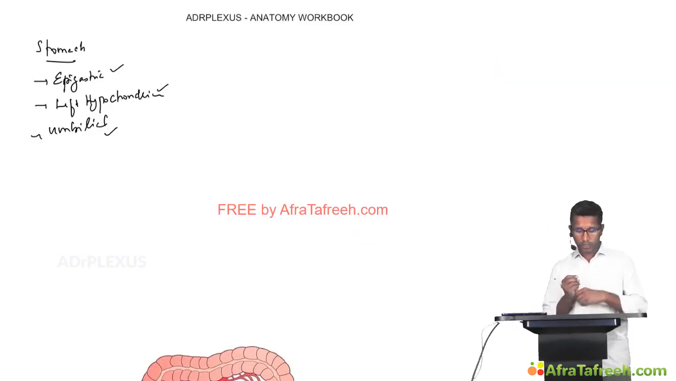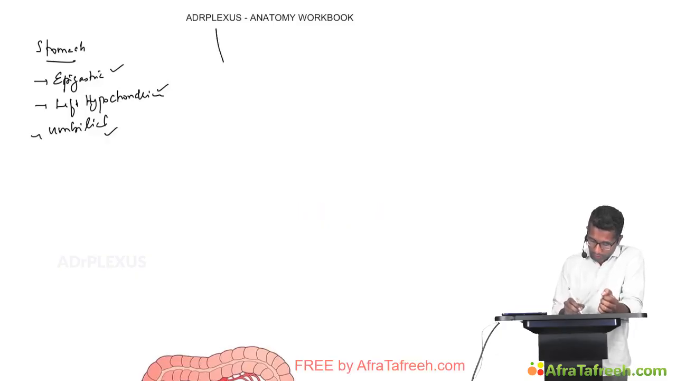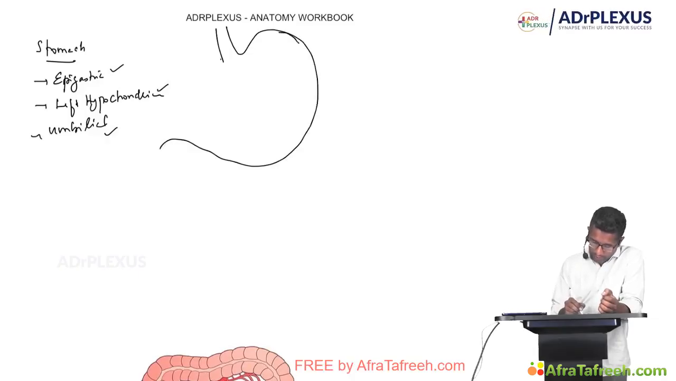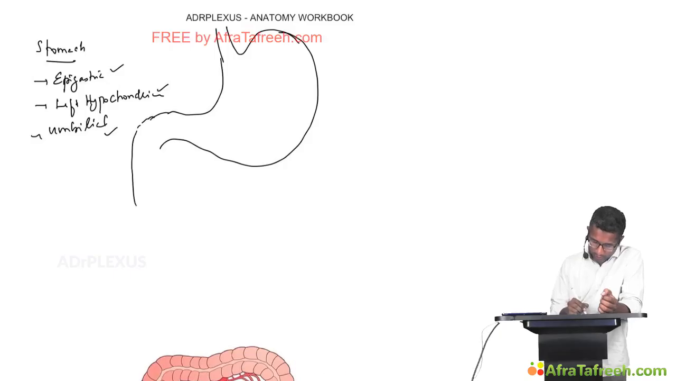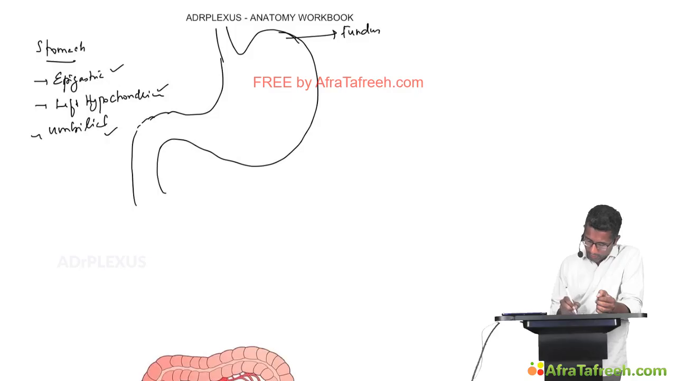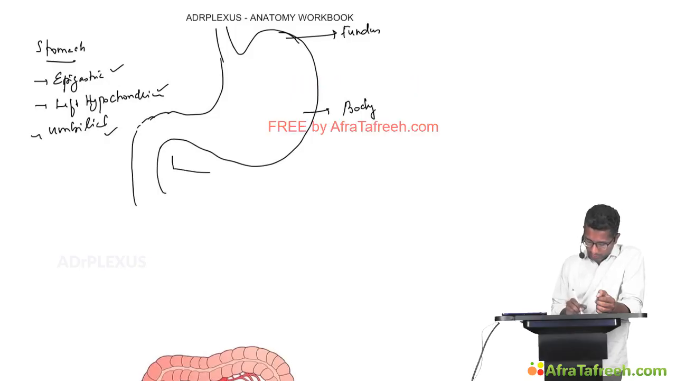The stomach is a continuation of the abdominal part of the esophagus. After passing through the diaphragm, the abdominal part of the esophagus continues as the stomach. This stomach is a J-shaped structure which continues as the duodenum. The stomach has the fundus, the body, and the pylorus.